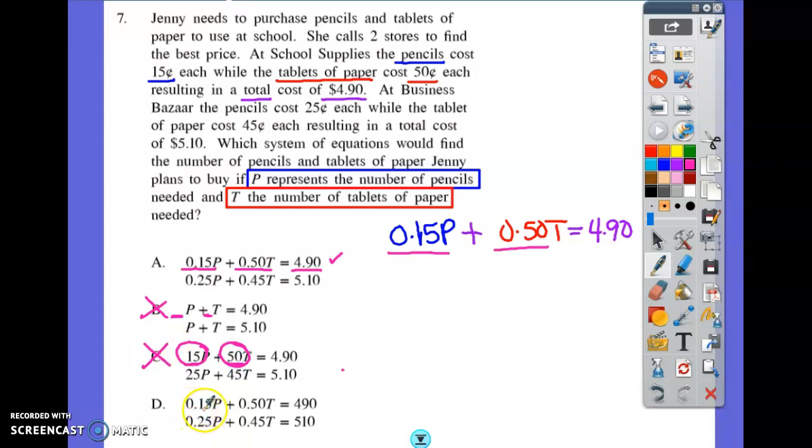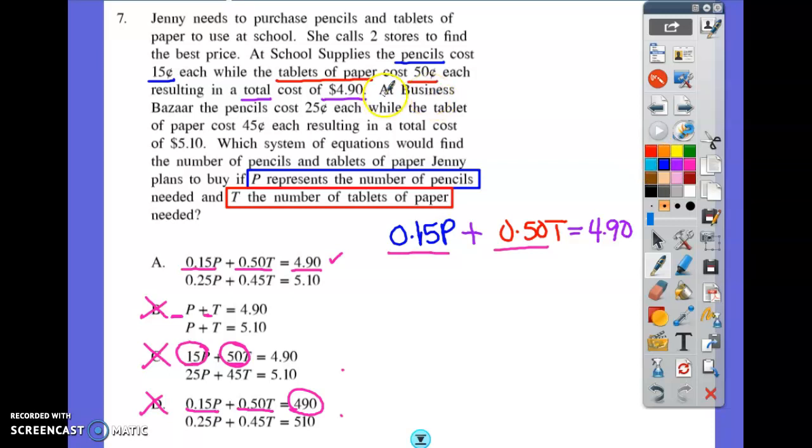And then the last one says 15 cents P, that's right, 50 cents T, that's right. But look what they did. They forgot the decimal. So that one is not right. All right, so let's continue reading. Let's just make sure we know what we're doing.